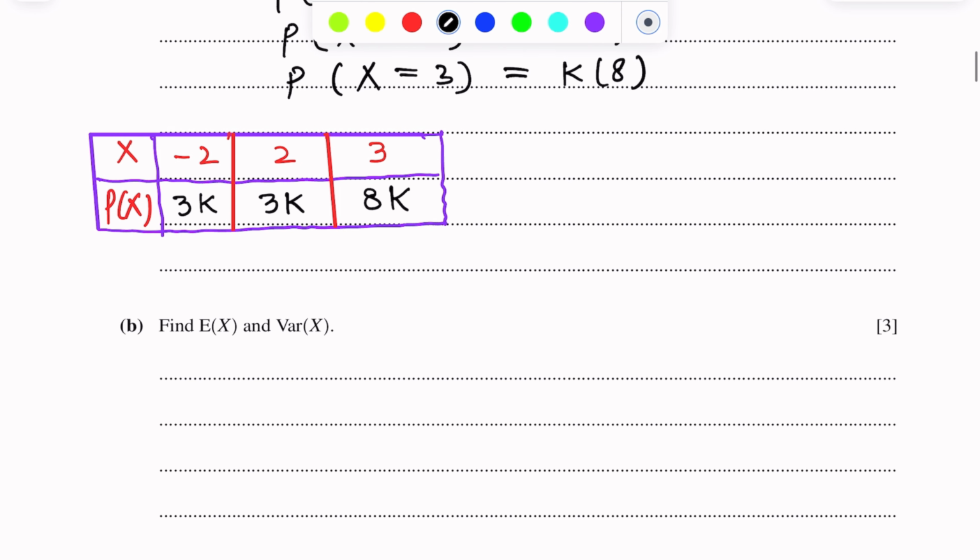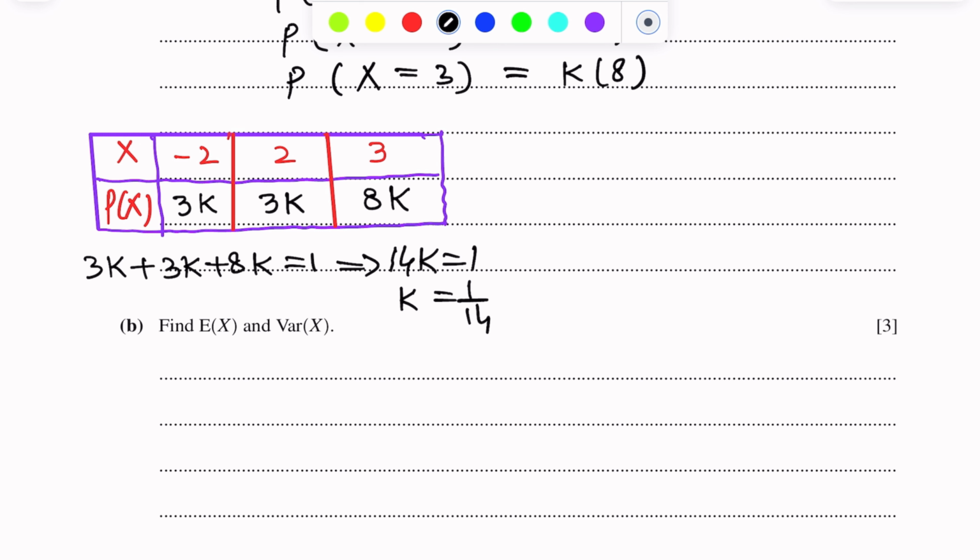Now we will find the value of k from here. And the sum of probabilities is equal to 1, we know. So we are adding 3k plus 3k plus 8k is equal to 1. This shows that 14k is equal to 1 and k is equal to 1 over 14.